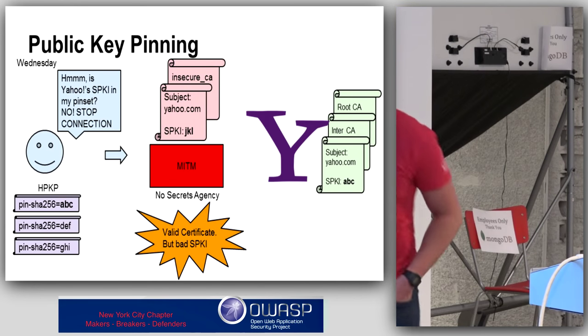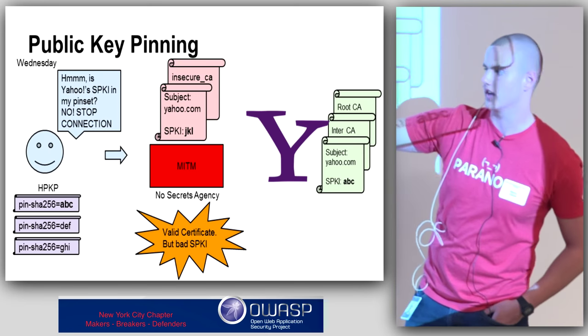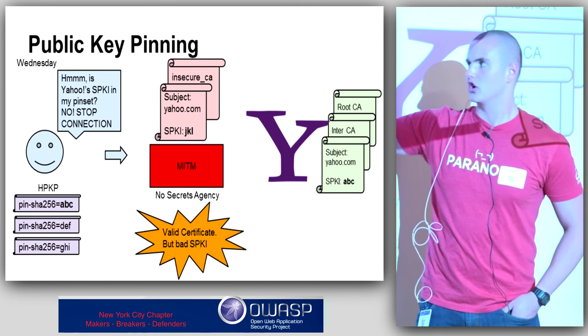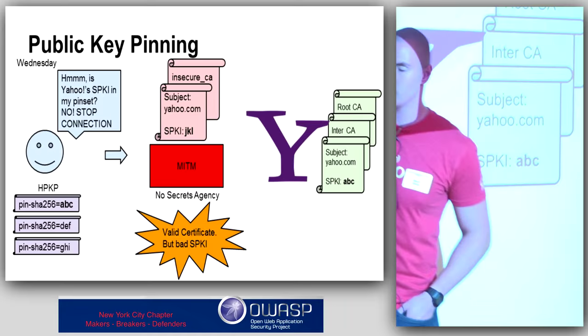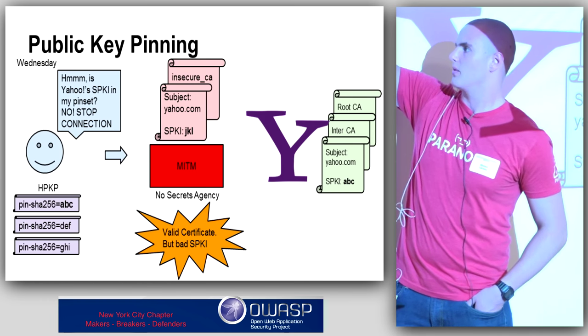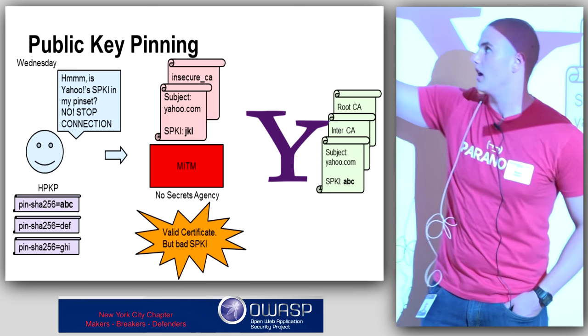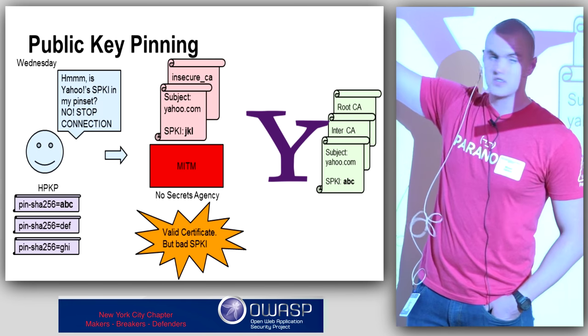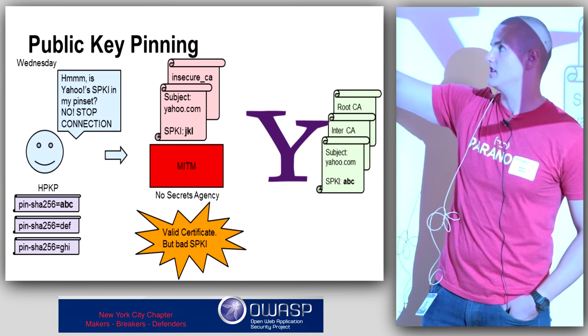They're going to try to connect to Yahoo, but they're being man-in-the-middled, so they're going to connect to this man-in-the-middle host. They're going to look at the certificate chain. They're going to see that it's yahoo.com, which they're trying to connect to. They don't trust the certificate yet, so they look up and see who signed it. It's signed by this insecure CA. They actually trust this insecure CA right now.